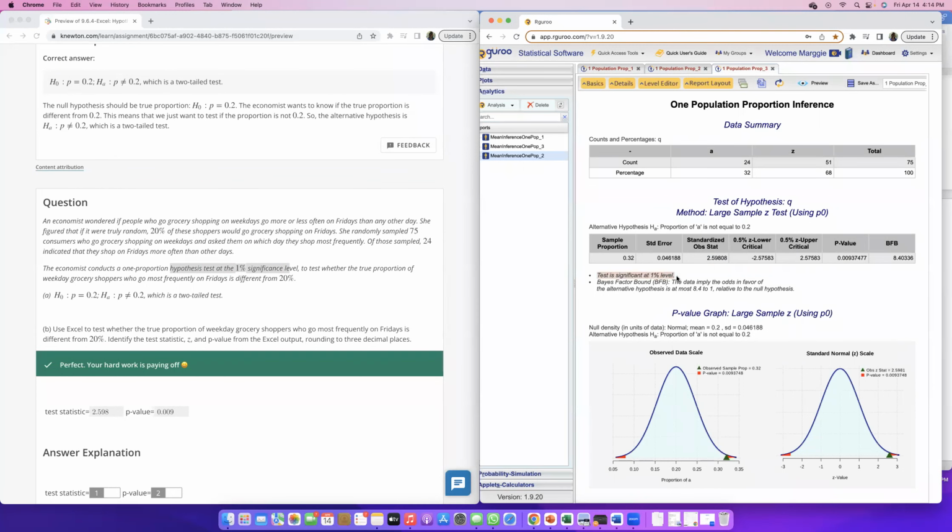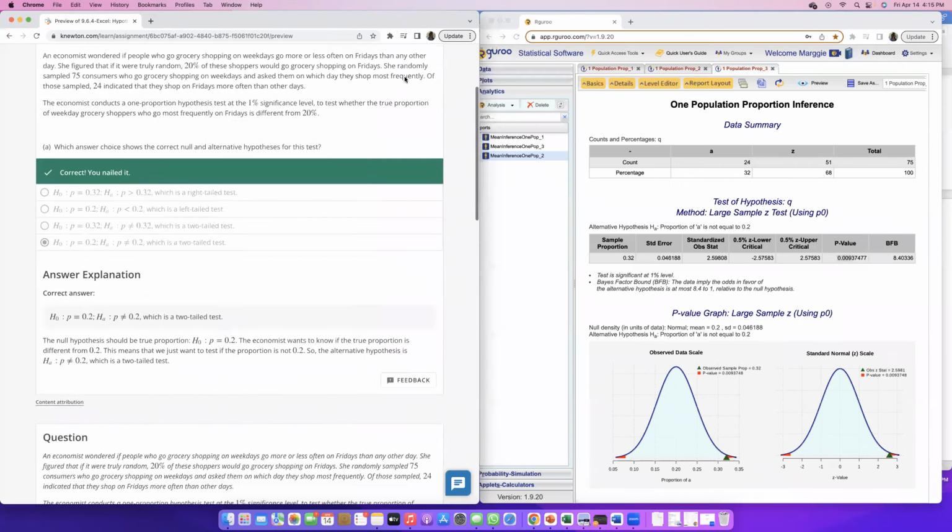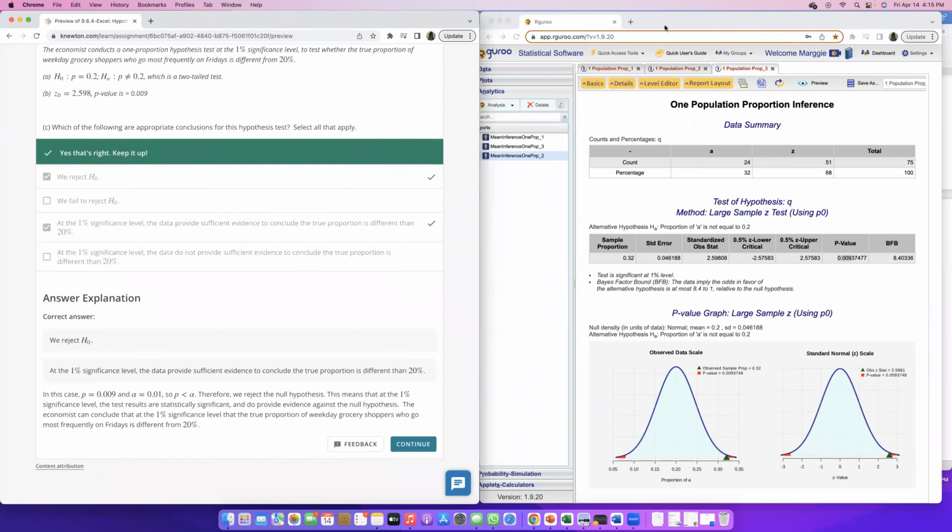If it is significant, it means that the p-value is smaller than the alpha and we reject the null hypothesis. So we go here, again, 0.009 is less than 0.01. So we have the evidence to reject the null hypothesis, which means that at the 1% significance level, our sample data provides sufficient evidence to conclude that the true proportion is different than 0.20, which is our alternative. All right, and with that, we are done here.